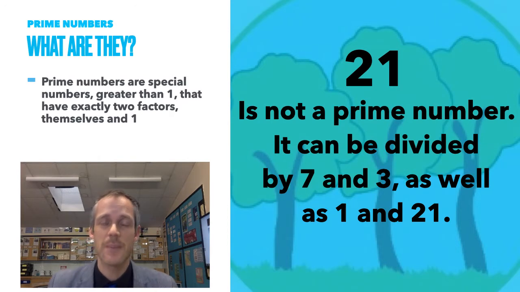Now sometimes you can get a bit confused with prime numbers because you think, oh yeah, other than 2, there's no other even prime numbers, which means all the odd numbers are prime numbers, right? Not right, okay? Not every odd number is a prime number either, so you must be careful. For example, there we have 21. It's not a prime number, and that's because it can be divided by 7 and 3, as well as 1 and 21. So it doesn't fit the rules. It has more than two factors.